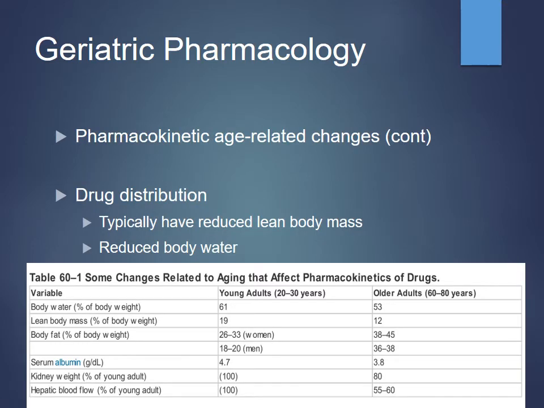Now, drug distribution does typically change pretty significantly for these older patients, depending on how they've been progressing. Typically, you're going to see reduced lean body mass, so muscle mass is going down over time, and you're going to end up seeing higher amounts of adipose tissue, right? So more fat, less muscle, and total reduced body water. How might you think that will affect, say, a lipophilic medication? What does that do to its volume of distribution?